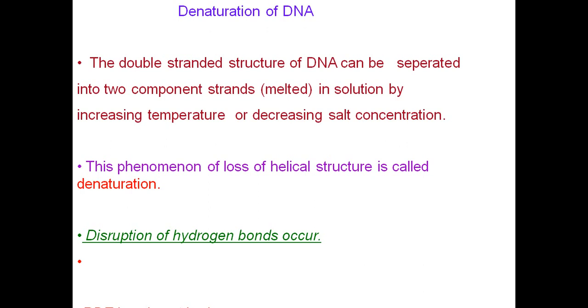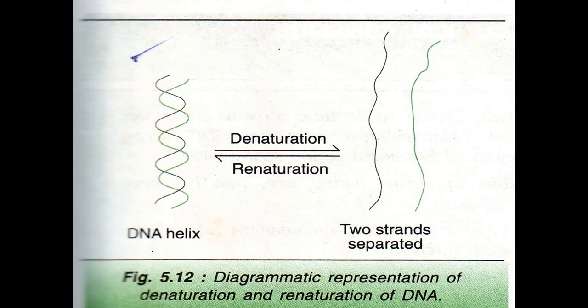So in denaturation, what happens is the disruption of hydrogen bonds takes place. Similarly, there will be disruption in the hydrophobic interactions, so that the double helical DNA is unwound, is opened up, is melted, so that they can form two individual DNA strands.